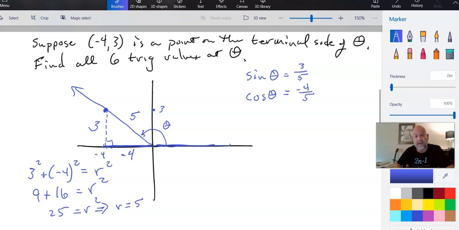It makes sense that cosine would be negative, because remember, on the unit circle, cosine is an x-coordinate, and everything on the left-hand side of the y-axis has a negative x-coordinate. Now, tangent would be opposite over adjacent, so that's negative 3/4. Secant is the reciprocal of cosine. Cosine was negative 4/5, so secant is negative 5/4.